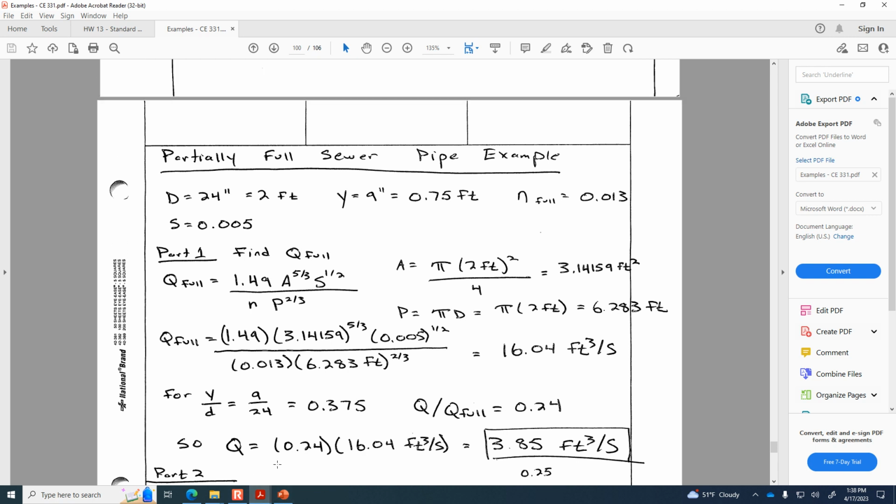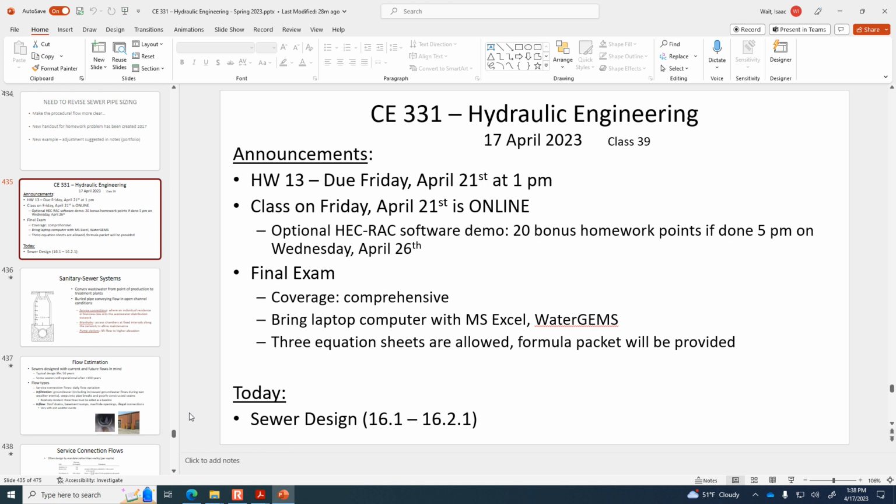Okay, so if 0.24 is the ratio of Q to Q full, then Q is Q full times 0.24. So when it's flowing at a depth of 9 inches, then it's only going to be 3.85 cubic feet per second. It's a nonlinear relationship. That's why this curve isn't just a straight line.